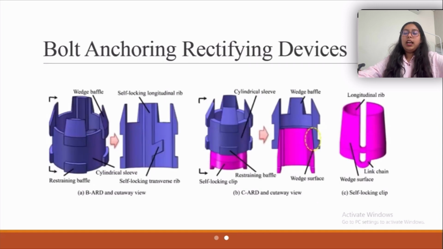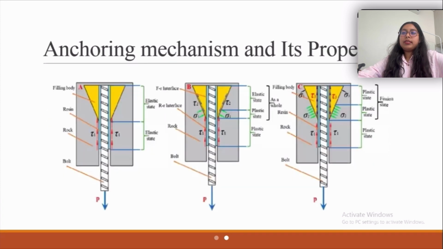Then we can see a bolt anchoring rectifying device. These are the simulated pictures of the device, and then this is a picture of a rock bolt inside a rock. The dark gray portion is for the rock, the white part is representing the bolt, the sky blue thin line represents resin, and the yellow part is the resin filling body. Here we see the load bearing capacity by elastic state, plastic state, or both elastic and plastic state.